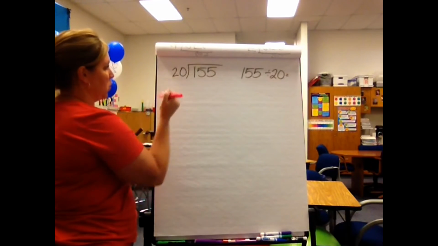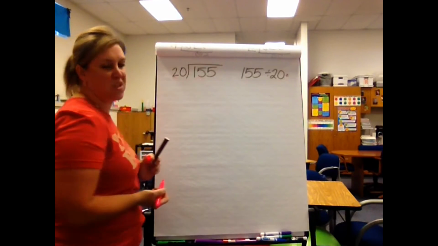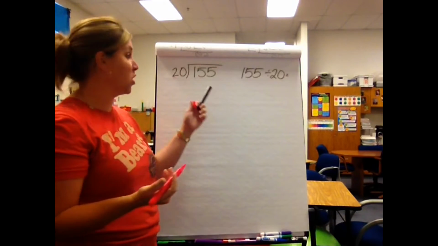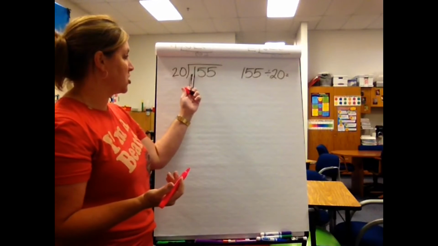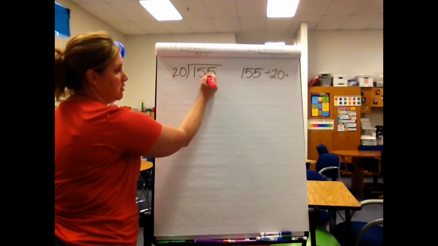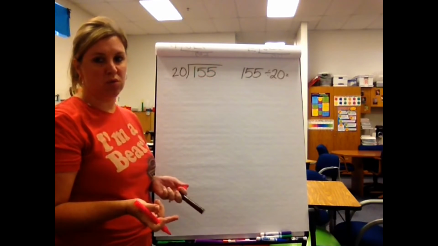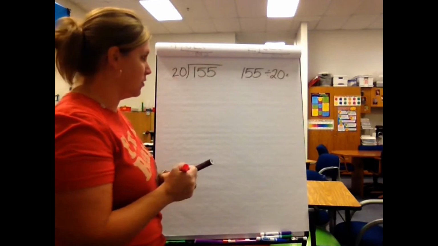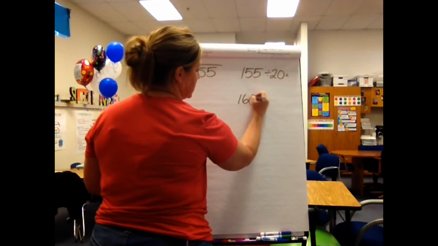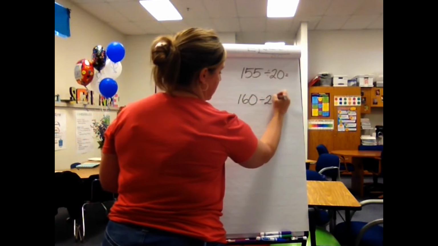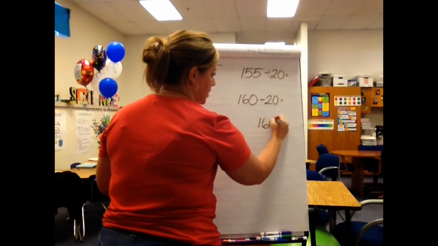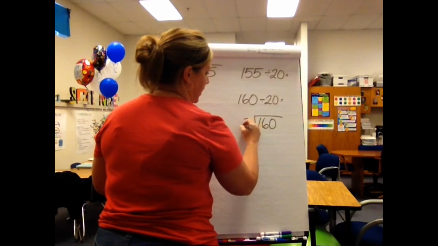Well, I'm going to look here at my 2. Can 2 go into 15 perfectly? No. 2 can go into 14. 2 can go into 16. So then you ask yourself, if I were to change this to 16 or 14, 155 is closer to, I believe, 160 myself. Okay, so 160 is my estimate divided by 20, which is right here, 160 divided by 20.